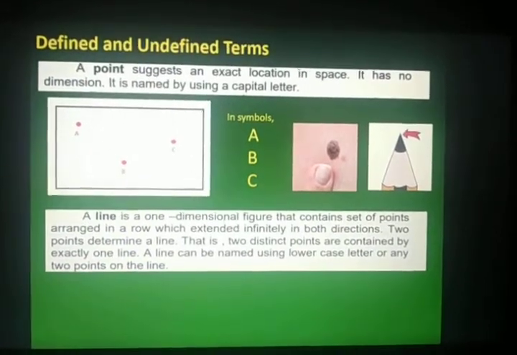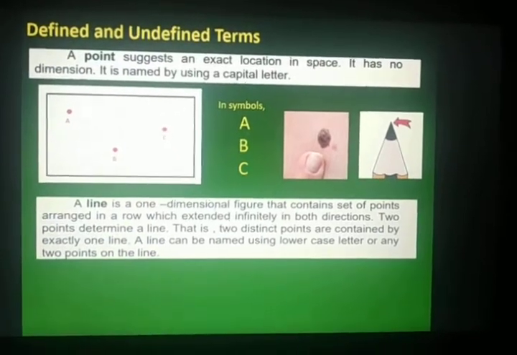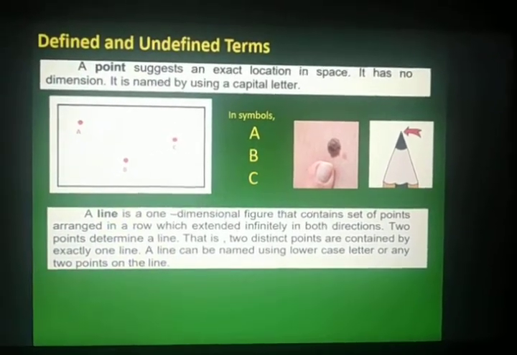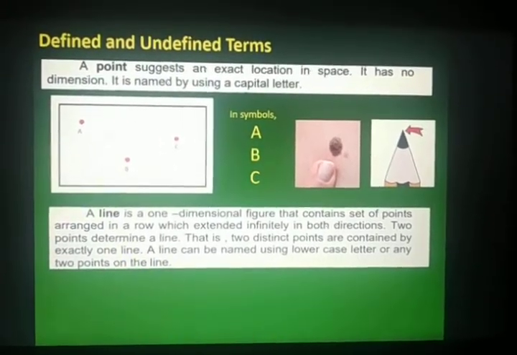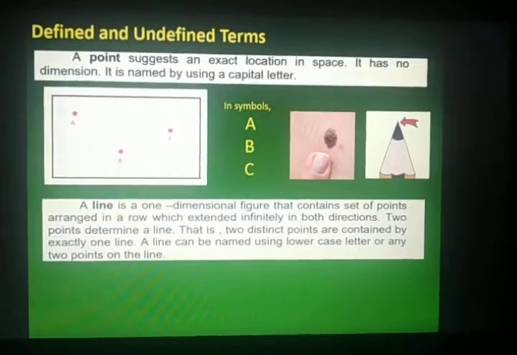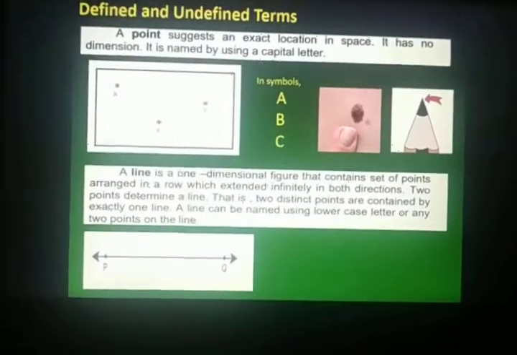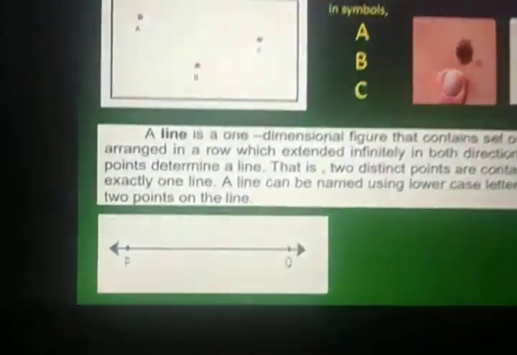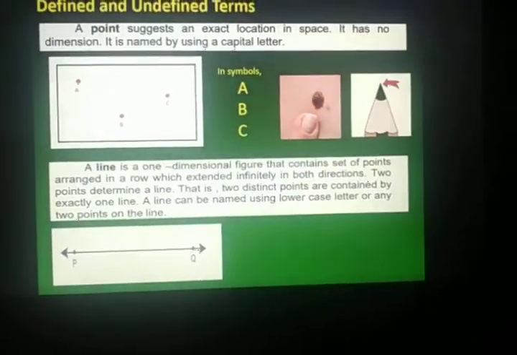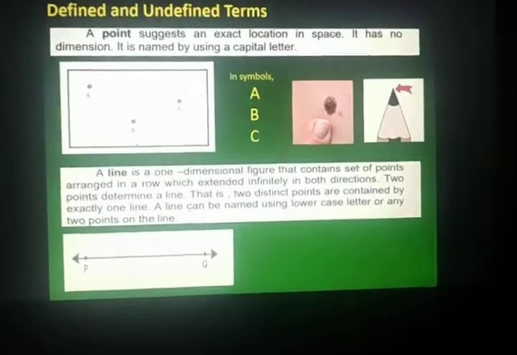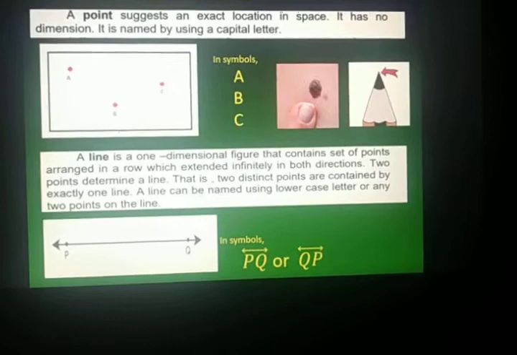A line can be named using a lowercase letter, a small letter, only 1, or any 2 points. If you use a small letter or lowercase letter, it is only one. But if you use capital letters or 2 points, right? We use a capital letter for a point. If 2 points, you have the symbol already. Example, in the illustration. There. Remember, they have arrows in both directions, left and right. We are joining here points P and Q. So we can name this as line PQ, or we can switch it, line QP.